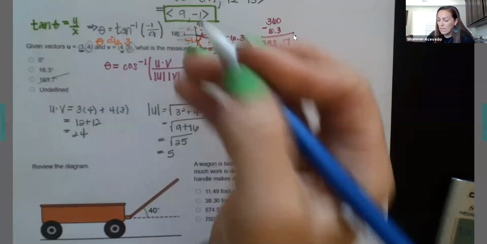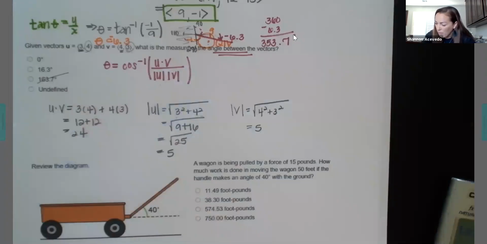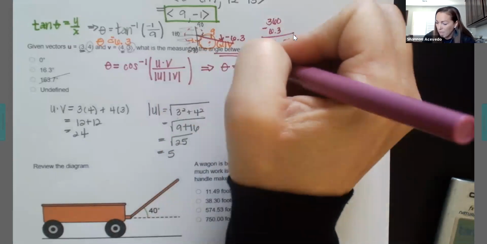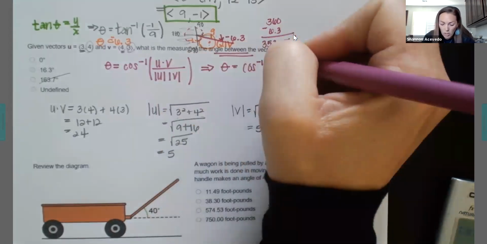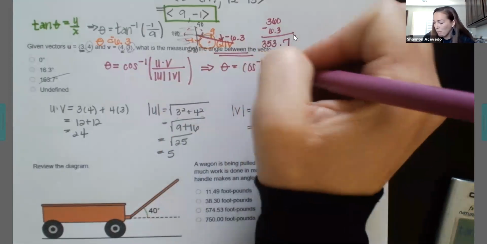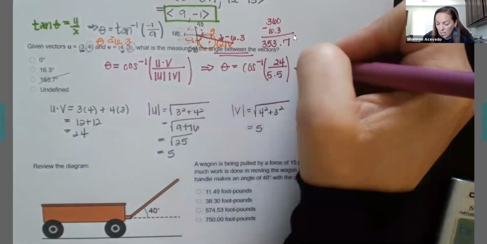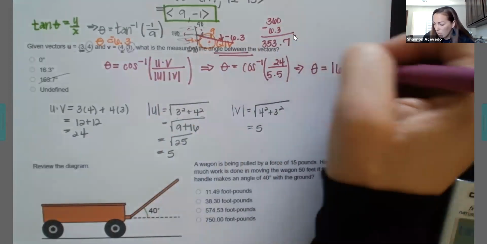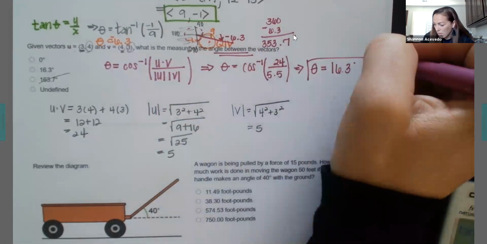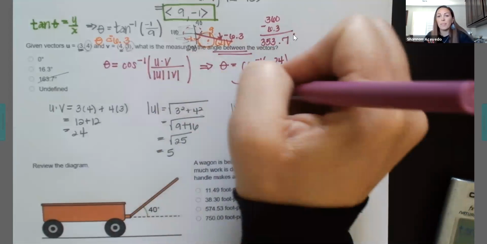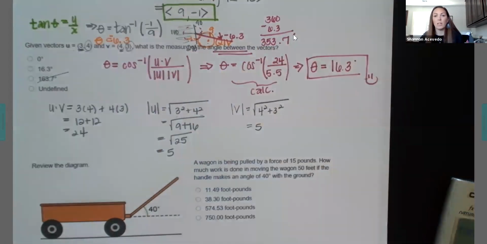So when I plug all of this in, I end up with theta equal to cosine inverse of 24 all over 5 times 5. I would plug this into my calculator and I get theta is equal to 16.3 degrees. Done. So again, this is just in my calculator. All I need to do is plug it in, and here's my answer.